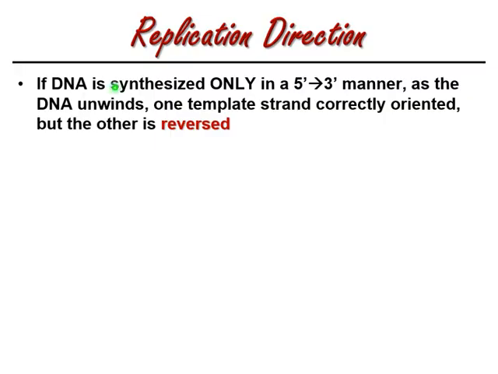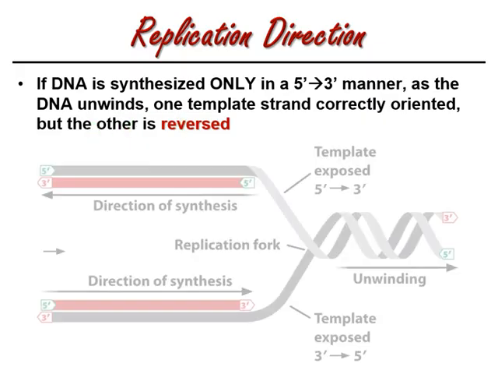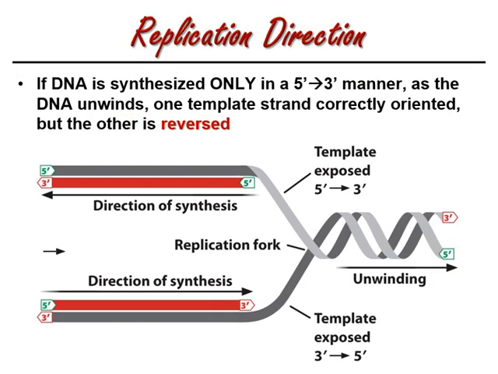Basically, if DNA is synthesized only 5' to 3', then as the DNA unwinds, one template is going to be correctly oriented, and the other is not. It's going to be reversed. And you can see that here. Imagine this is what we call a replication fork. It's called a replication fork because you have 1, 2, 3, 4 polynucleotides, which you can imagine are the tines of a fork. The replication fork is unwinding, going from left to right across our screen.